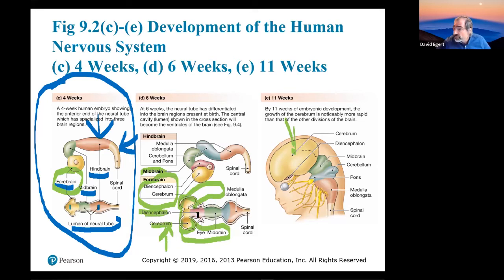The diencephalon, which is kind of the gateway up into the cerebrum, is going to become the thalamus and the hypothalamus and the epithalamus. So we will spend more time looking at the diencephalon. But again, the diencephalon is the thalamus and the hypothalamus. So we'll be looking at that.